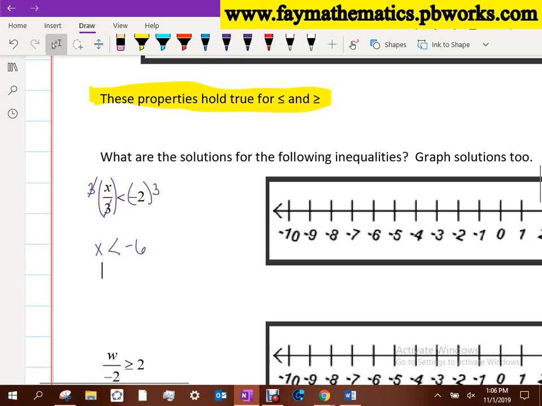So now what kind of dot do I use at negative 6? Open dot at negative 6. And now which way do I graph? Left or right? All right.